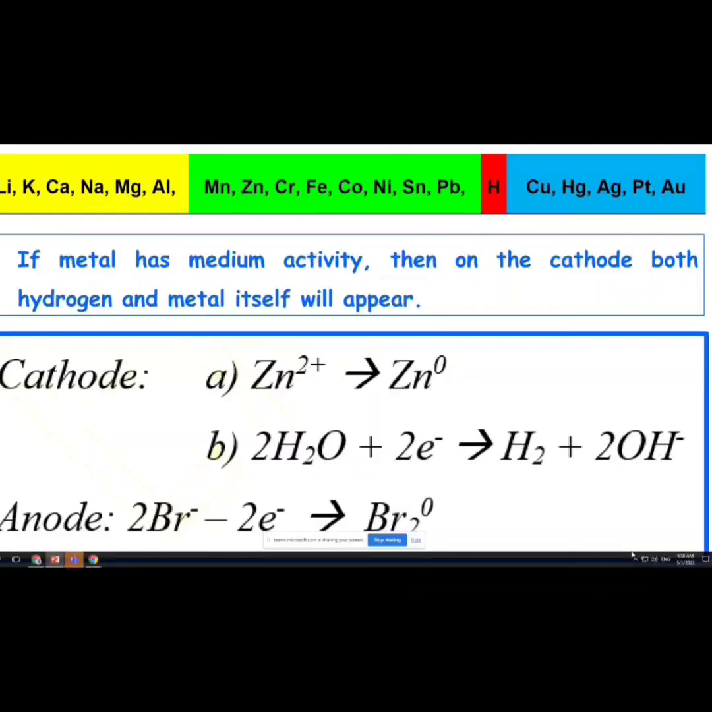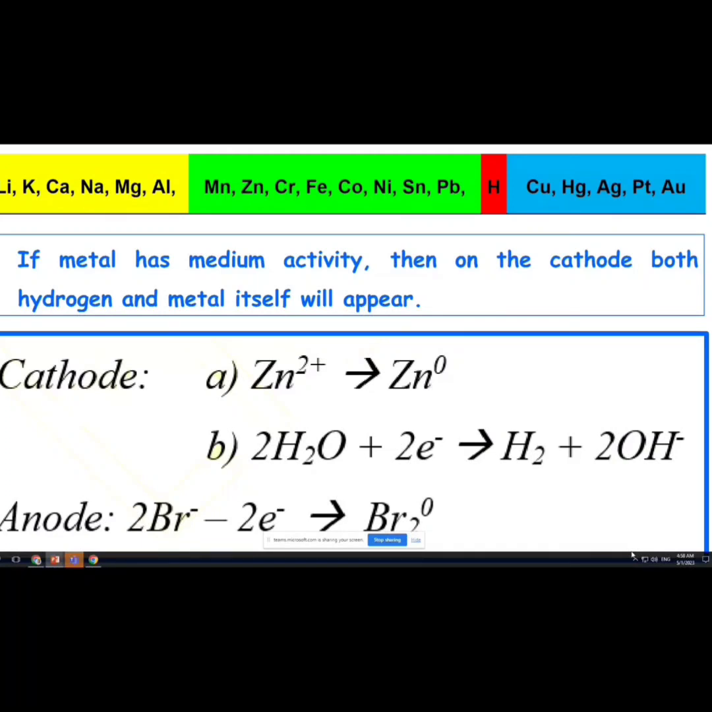You said when we have a passive metal, nothing will happen, it just appears on the cathode. If we have an active metal, instead of metal, we will get hydrogen on the cathode, right? Where we take the medium activity, it's a bit weak, a bit strong. So there will be two things. Both the metal and hydrogen will appear. So on the cathode, we will get two processes.